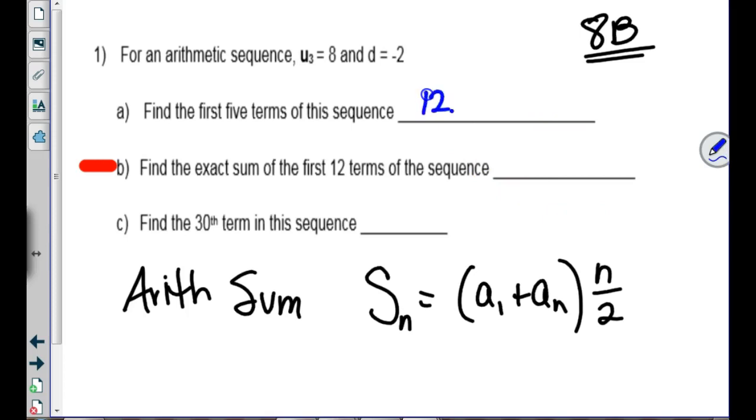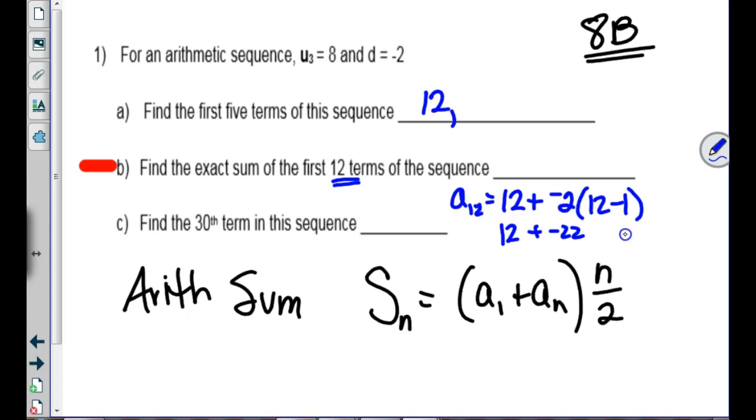12? Was it 12? So 12 plus a difference of -2. We're looking for the 12th term. Okay, this is a little confusing. This 12 is the term number. This 12 is the first term. But this would be 12 minus 1, or 11 times. So 12 plus 11 times -2 would be -22. Is the 12th term -10, anybody?